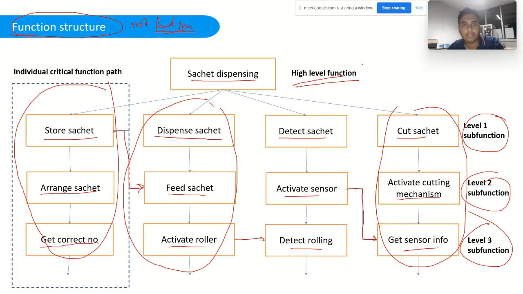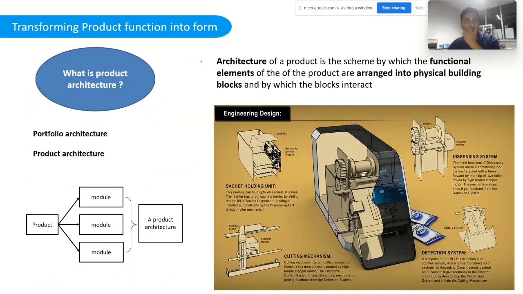Okay, so the next thing is how to transform these product functions into a particular form, because at the end we need to have a concept of a product which has some sort of physical existence. That's where we want to reach. So what we call is product architecture.